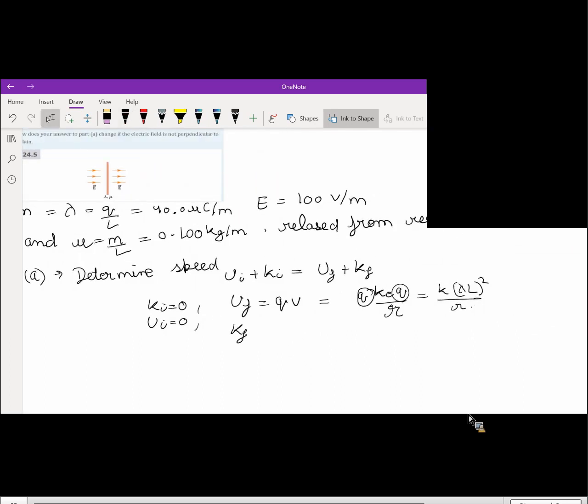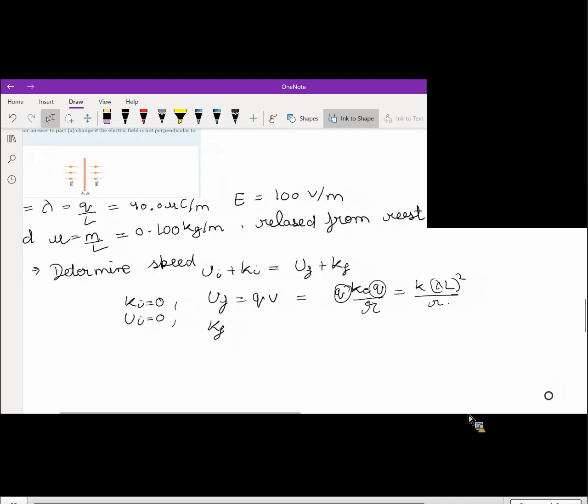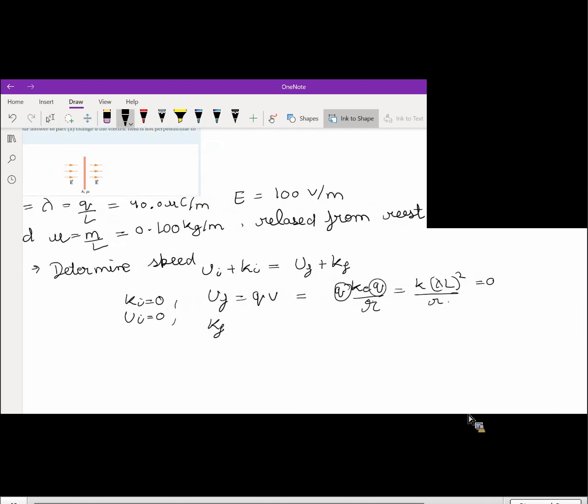So if you don't want to write it, you can write it like this as well: Q into E into D. You know V is also ED, right? So you can write it like this as well, and then this will be lambda L ED. That makes sense to you guys?